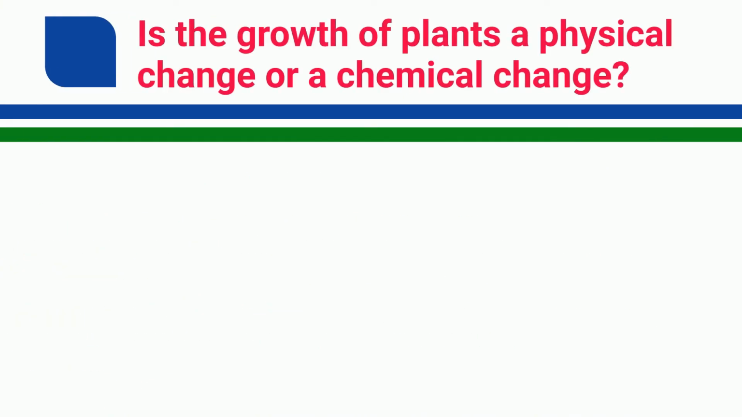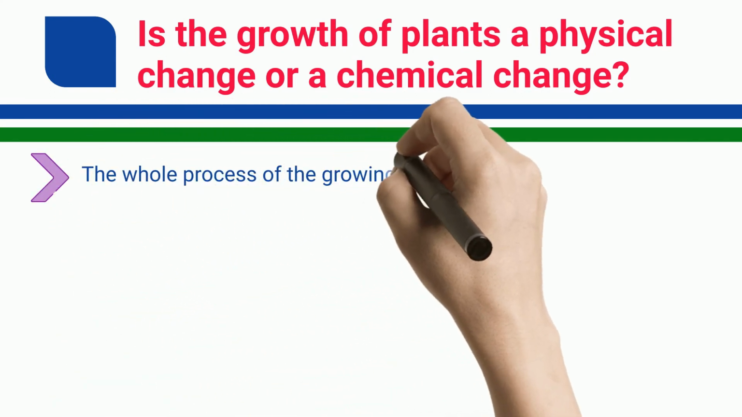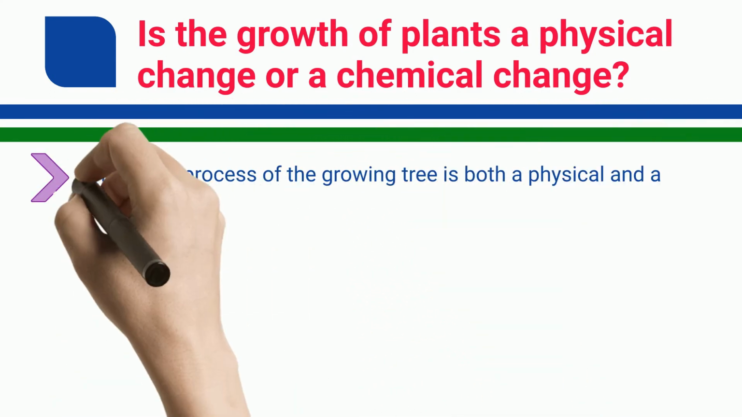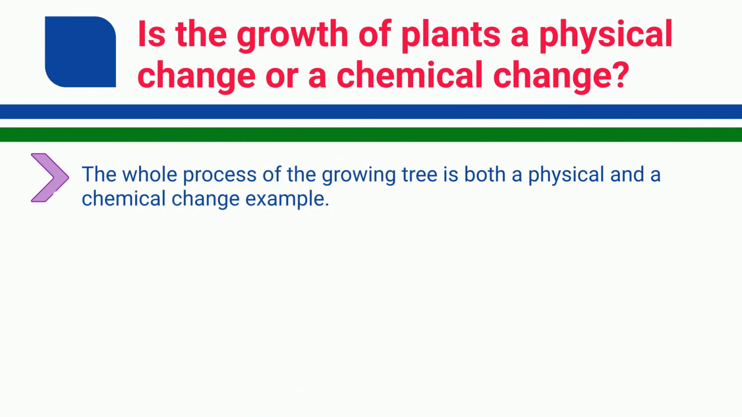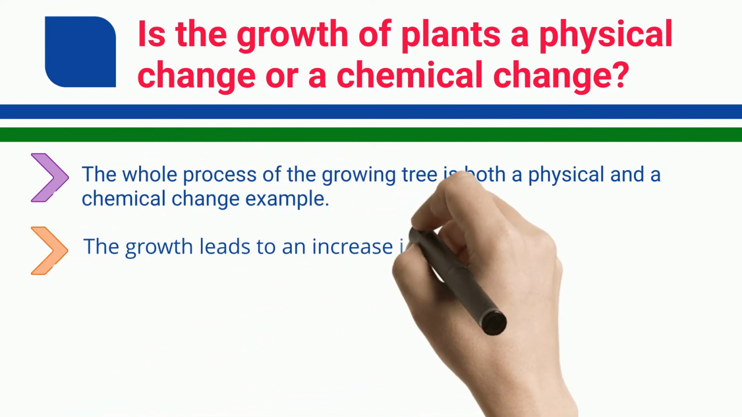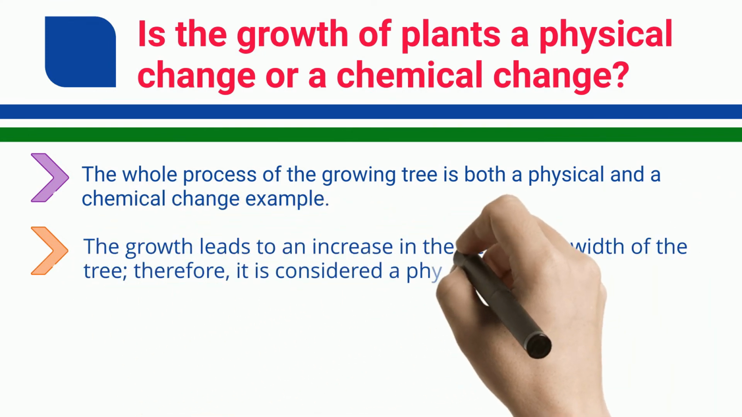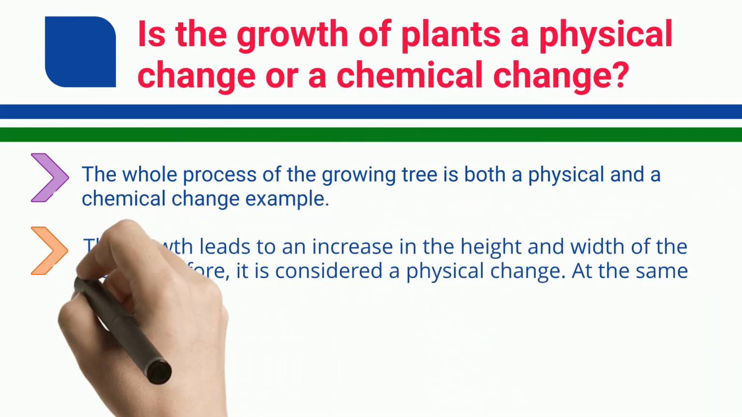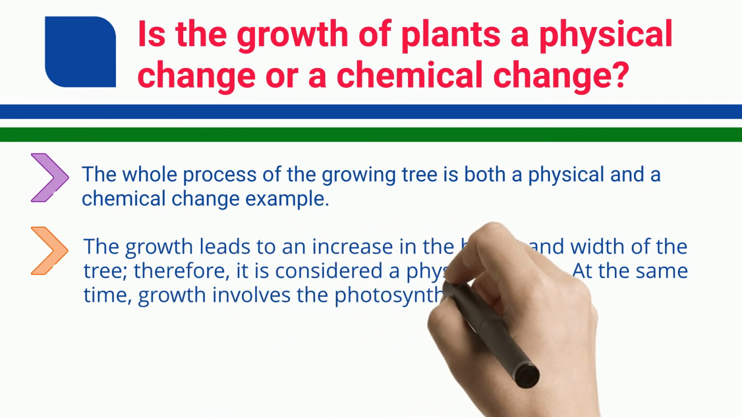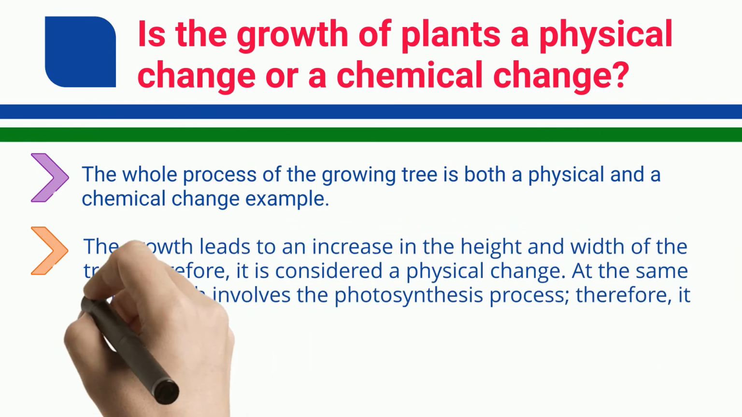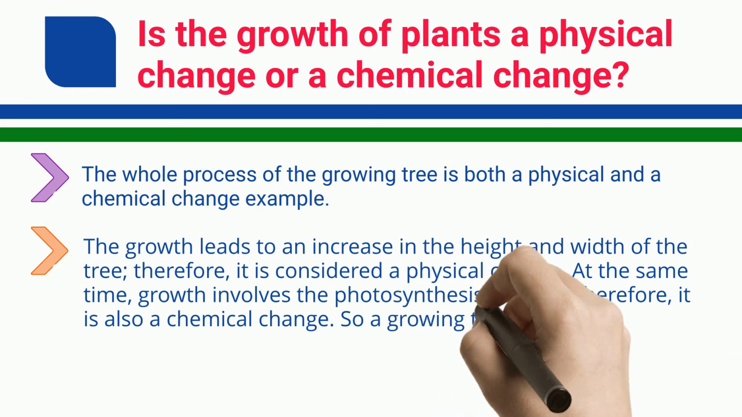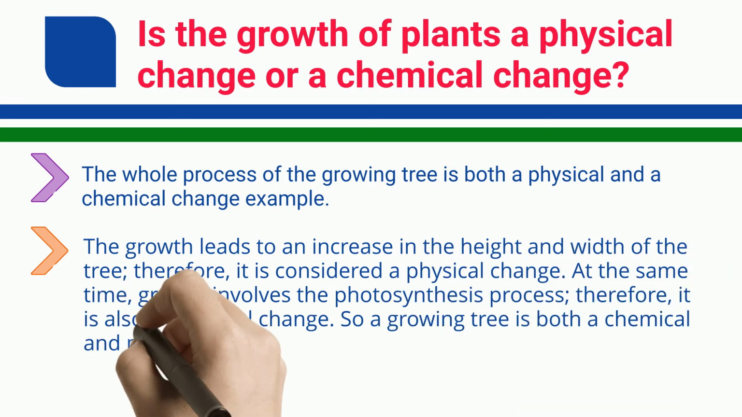Is the growth of plants a physical change or a chemical change? The whole process of a growing tree is both a physical and a chemical change example. The growth leads to an increase in the height and width of the tree, therefore, it is considered a physical change. At the same time, growth involves the photosynthesis process, therefore, it is also a chemical change. So a growing tree is both a chemical and physical change example.